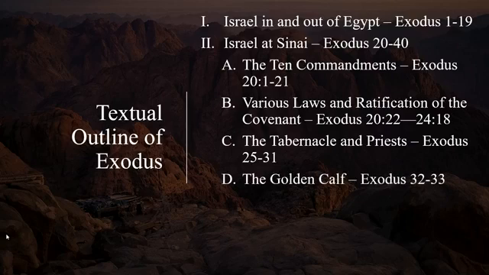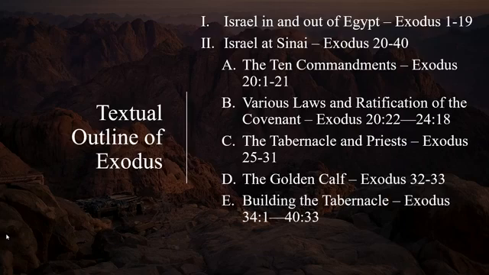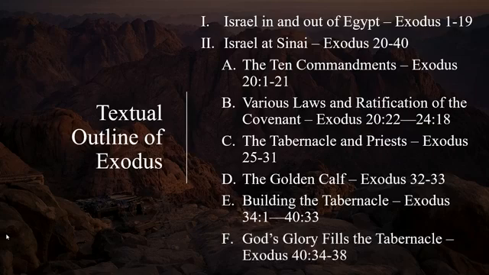And then, of course, we have the golden calf incident in Exodus 32 and 33, and that's going to be a major deal in this story. In chapters 34 through 40, we see the building of the tabernacle. And while this is kind of boring reading, it is of great importance in the biblical story and what God is wanting with his people. We'll talk about that more in just a moment. And then in chapter 40, we see that God's glory fills the tabernacle.